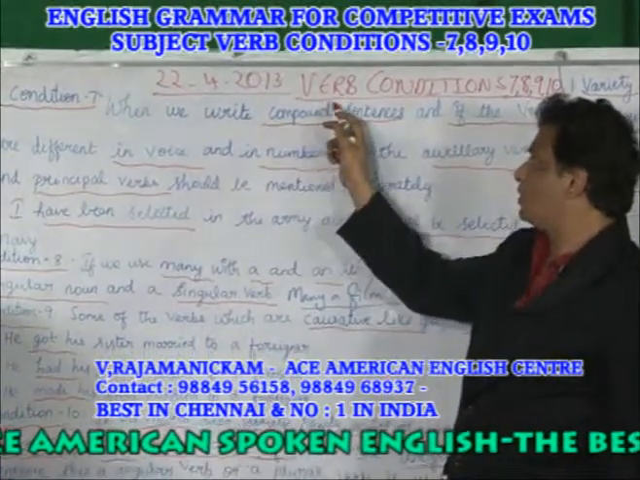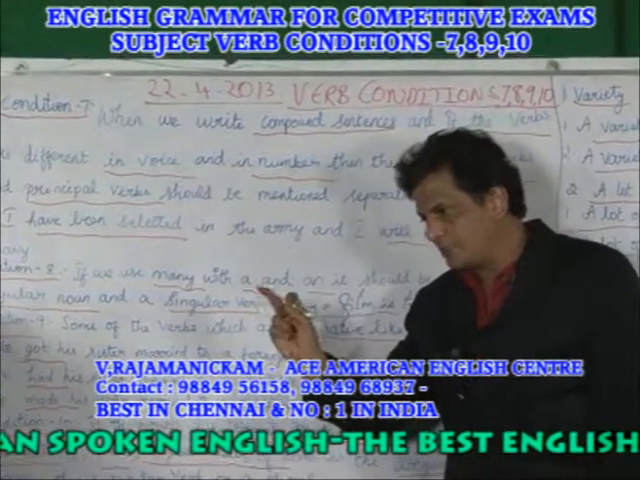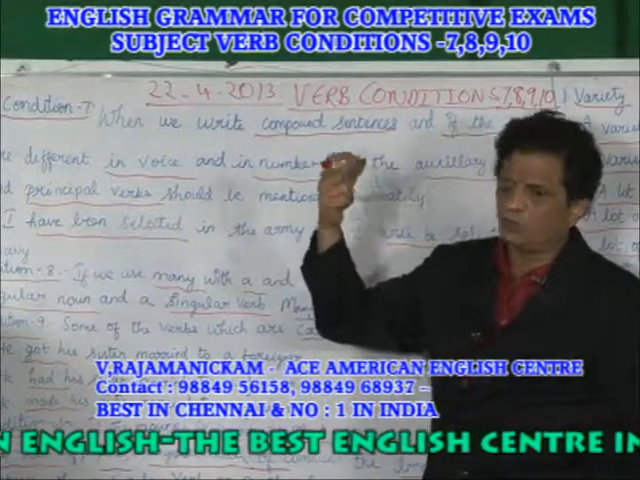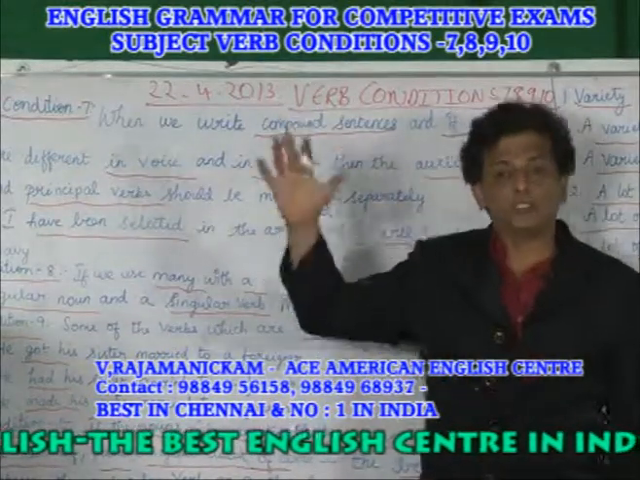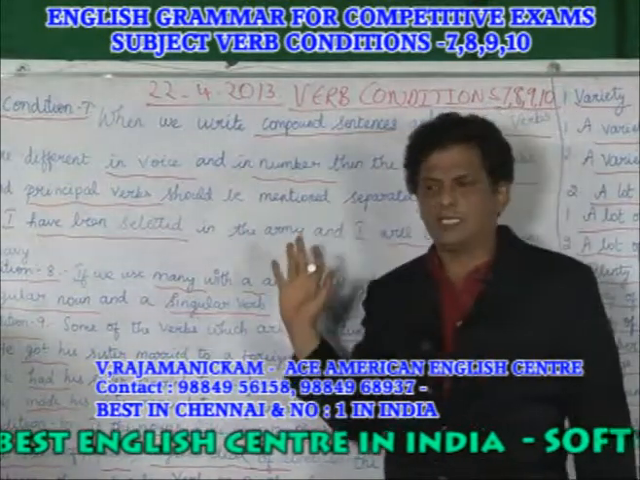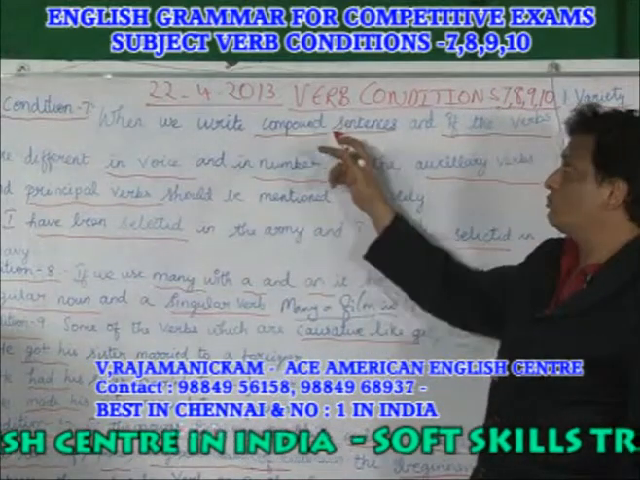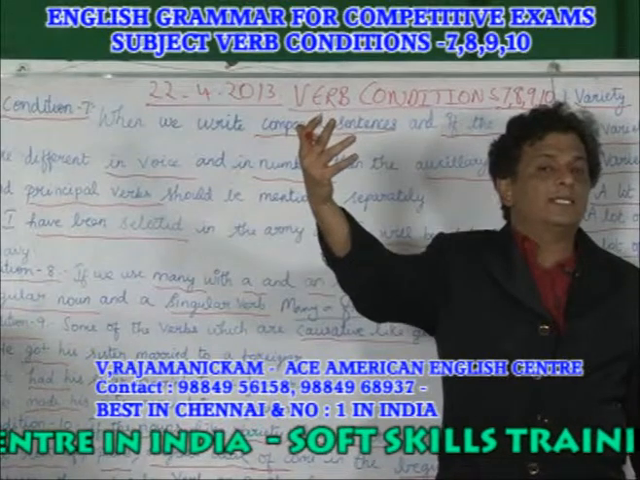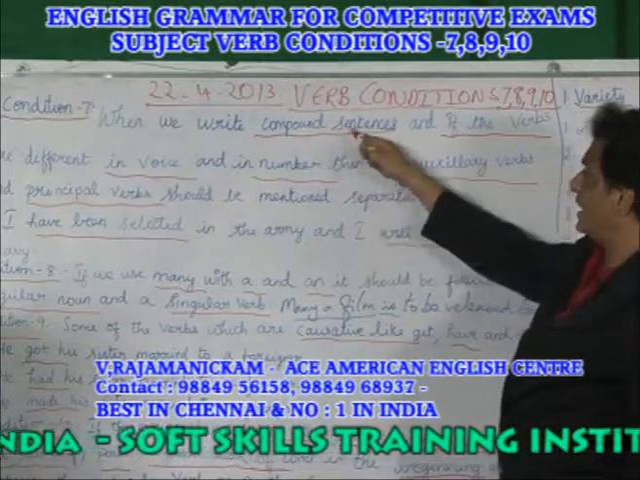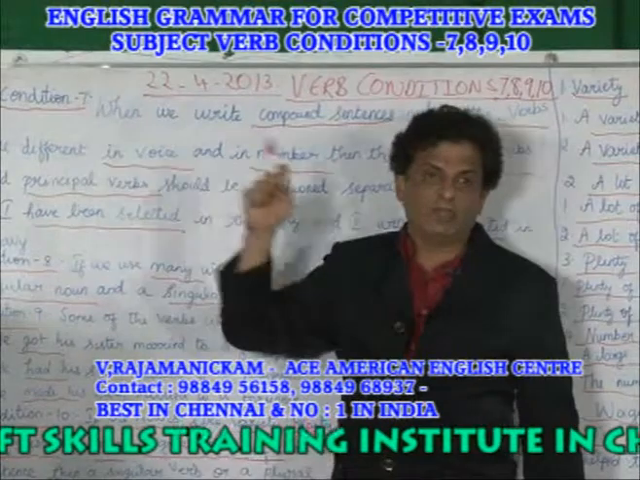When we write compound sentences, what do you mean by compound sentences, sir? Simple sentences means only one verb. Complex means 2 or more verbs. Compound means more than 2 verbs. When we write compound sentences, one verb is equal to one sentence, sir. So simple: 2 verbs, 2 sentences. So more than one verb, then you have compound sentences. Got it?